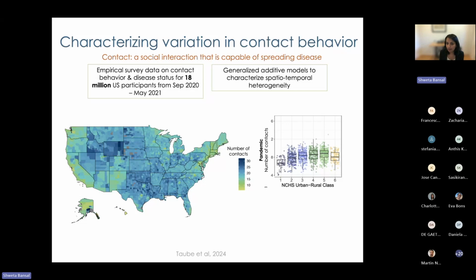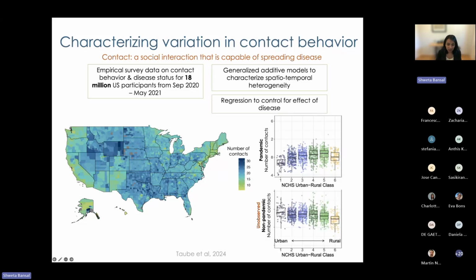And of course, this was an effect of the fact that there was a pandemic going on. So what we really wanted to do was understand what this pattern might look like in a non-pandemic setting. But of course, the non-pandemic data was unobserved to us because the data collection didn't start till 2020. And so we used a simple statistical approach to essentially take the contact data and remove the effect of disease from it to be able to estimate number of contacts in non-pandemic settings. And in this context, of course, our urban-rural patterns shift so that urban areas have higher contacts than rural ones.